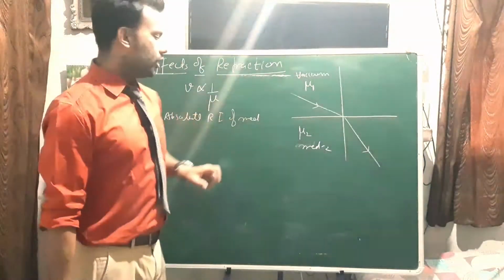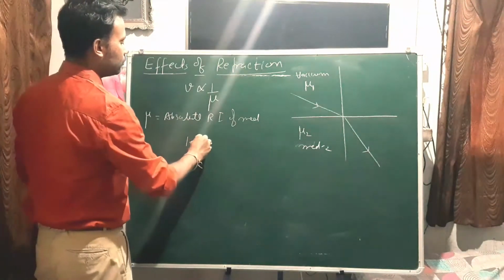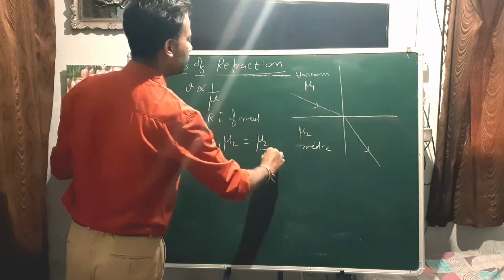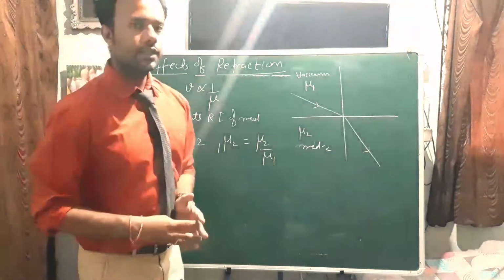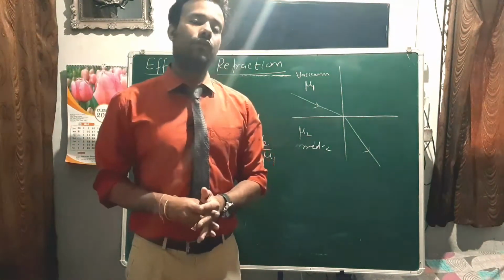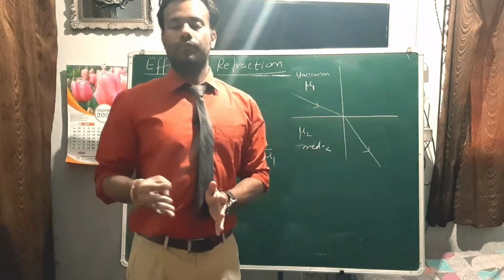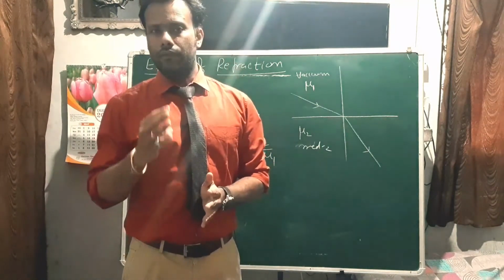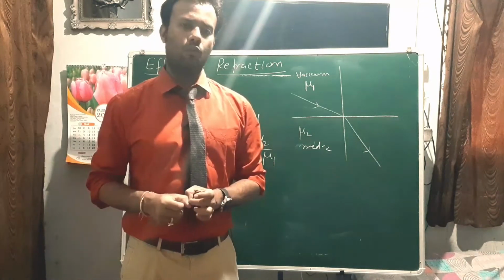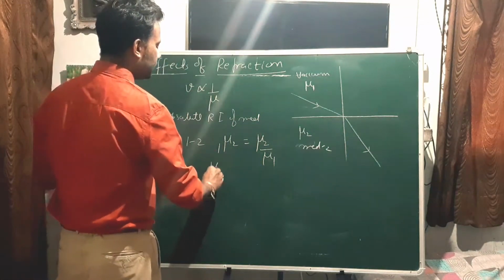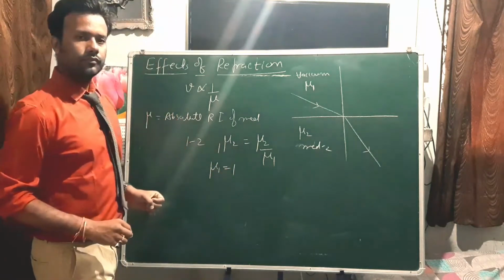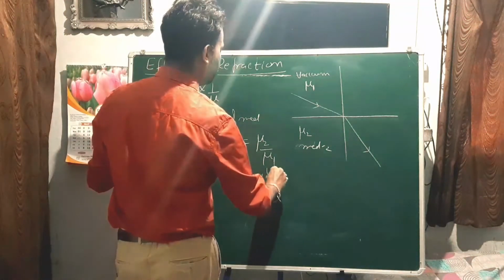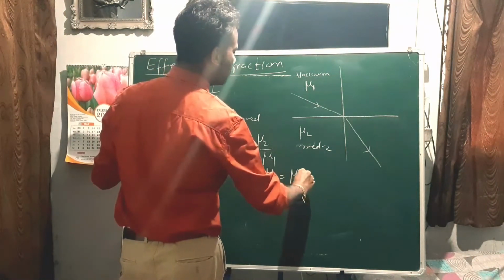So it's going from medium 1 to medium 2. How do we write this? We'll write 1 to 2, that is 1 mu 2, or mu 2 upon mu 1. Always remember the refractive index of vacuum and air is always 1. So the value of mu 1 will be 1. So this expression can now be written as 1 mu 2 equals mu 2 upon 1.